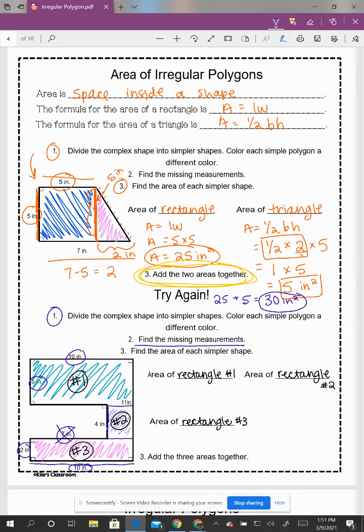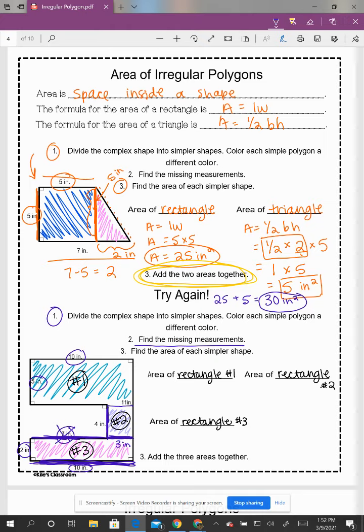For rectangle number 2, going up and down is 4, but I do have a missing measurement on the width. I need to take my 10, which I know is my full edge down here, and I need to subtract. I'm going to subtract 7 because 7 took up this much space right here. 10 minus 7 tells me my missing measurement is 3. And now we're ready to work.